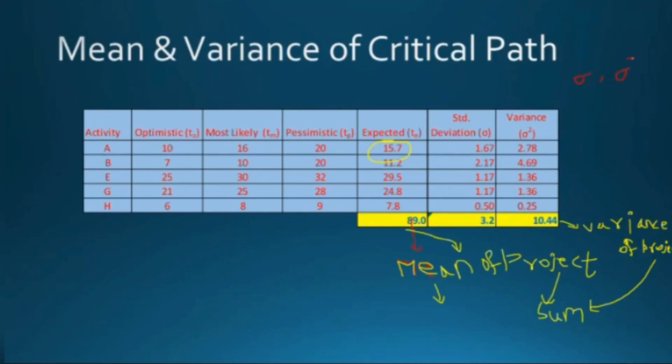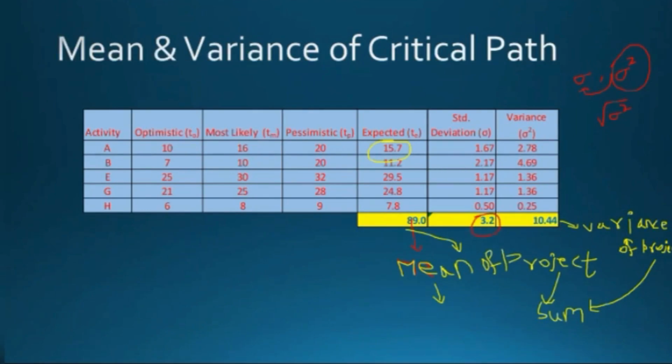Okay. Now, my question is, we know sigma square, the variance of the project. How can we calculate sigma from sigma square? Can we take the square root of the variance? Yes, exactly. If you take the square root of variance, we will get the sigma value.